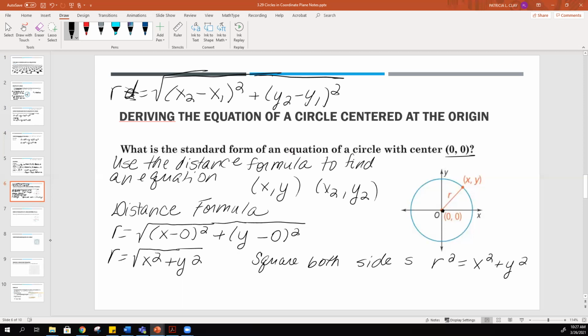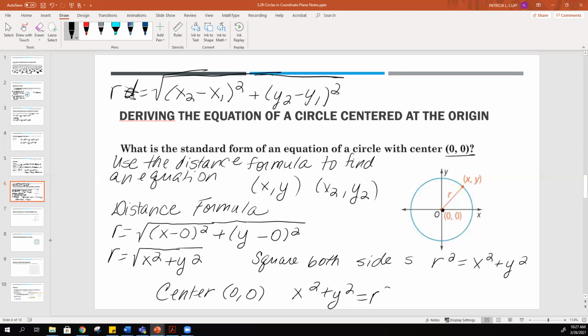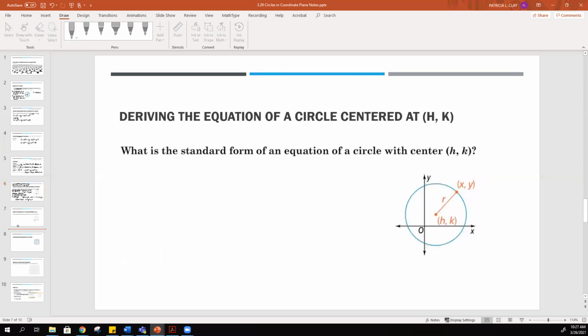Okay, so for center 0, 0, x squared plus y squared is equal to r squared. Okay, so that gives you a good understanding of what we did in our previous problem. All right, now let's solve the equation for a circle centered at a different point. And we have our r is our radius, and now our center is at a different location.